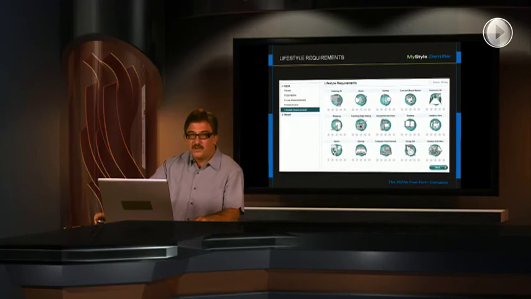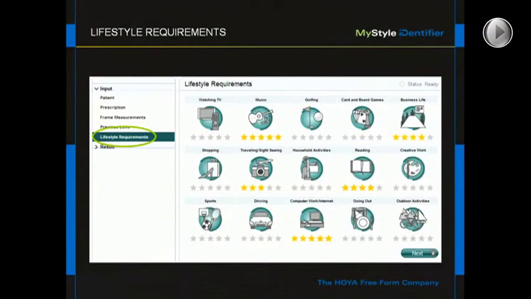And then finally, we're going to spend time with the patient finding out about their lifestyle and the requirements for their lifestyle by showing them a series of icons that represent different facets of their life: business, personal, sports, hobbies. All of these icons represent a part of their vision experience and how they weigh or rate the importance of these different lifestyle requirements.